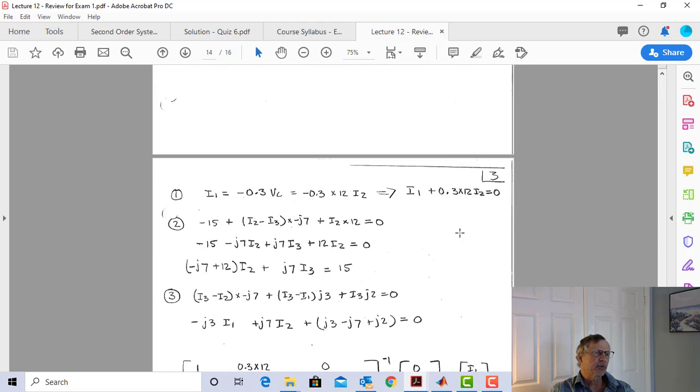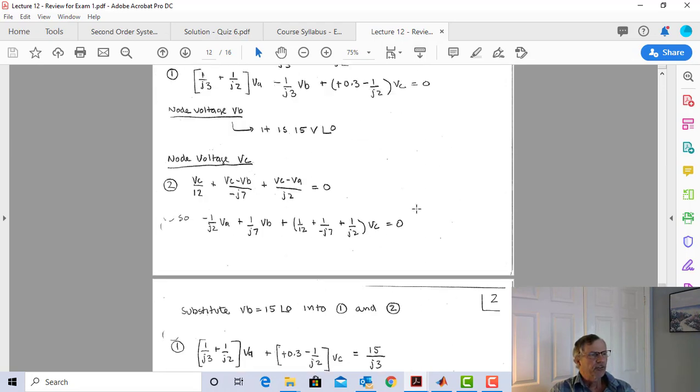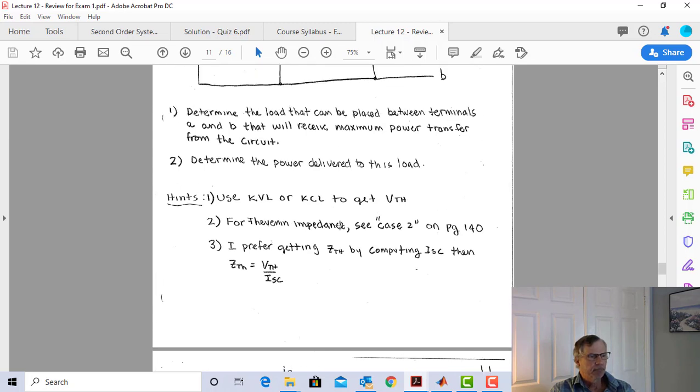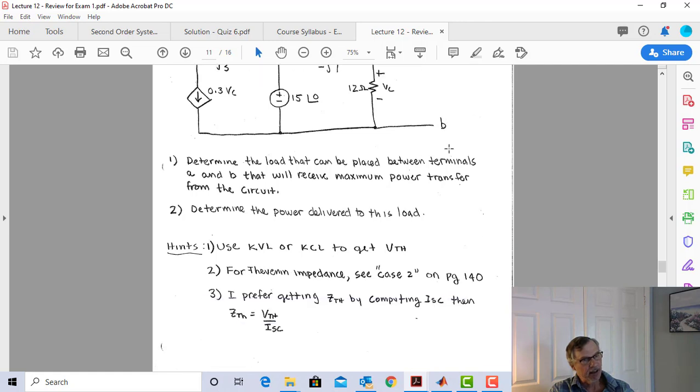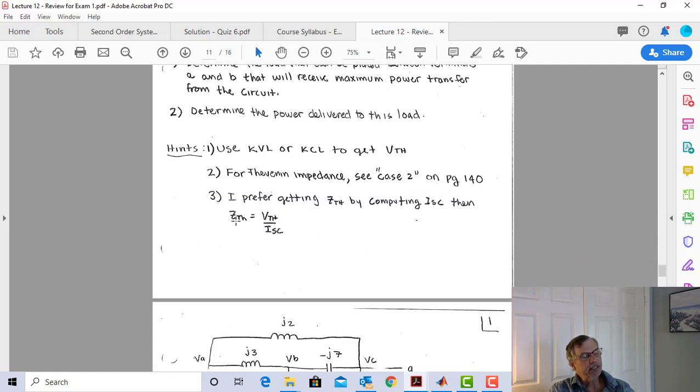So now let's go back to our strategy. Our strategy is that I'm going to get Z Thevenin by computing my short circuit current for that Thevenin source. Or in other words, I'm going to short my output, and I'm going to get some current. And I know that current is going to be V Thevenin minus 0 divided by Z Thevenin. So that means Z Thevenin is just the Thevenin voltage divided by the short circuit current. So let's do that.